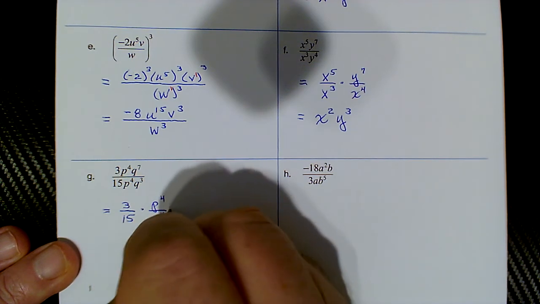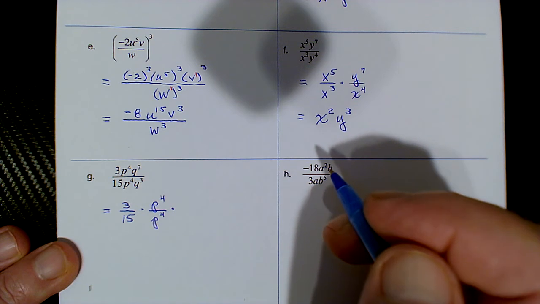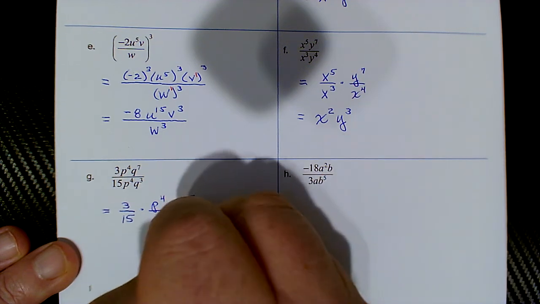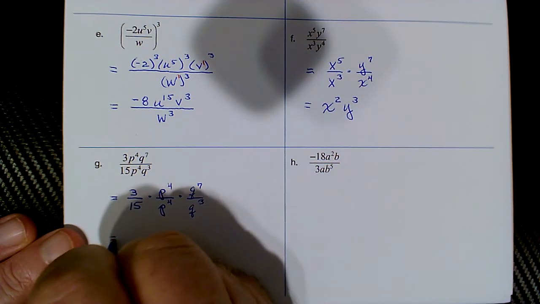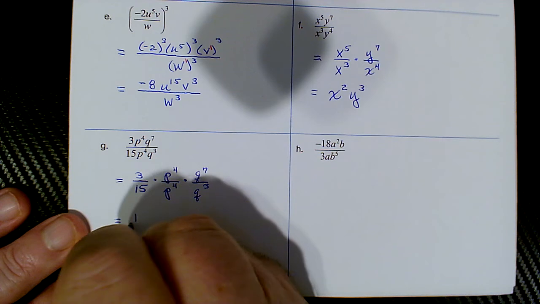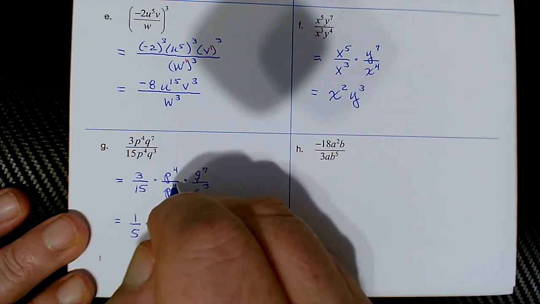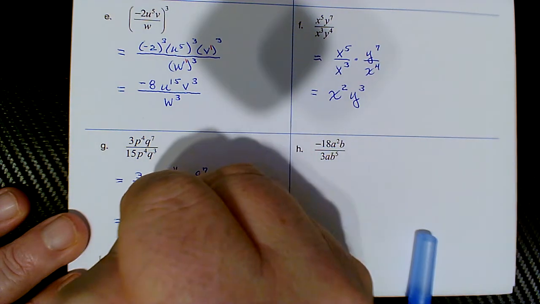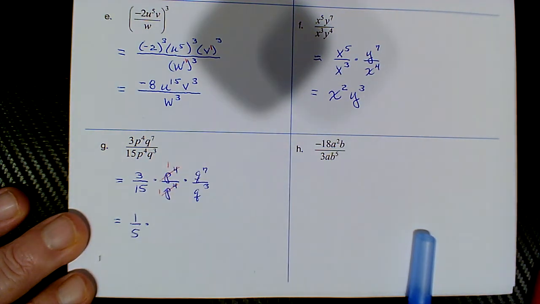So we have 3 over 15 times p to the fourth over p to the fourth times q to the seventh over q to the third. And you're going to reduce each one of these. 3 over 15 reduces to 1/5. Okay, p to the fourth over p to the fourth. Probably best to really just think about that as cancellation. That is, there's 4 factors of p here that cancel with all 4 factors of p down here. And so you just get 1 over 1 or 1.